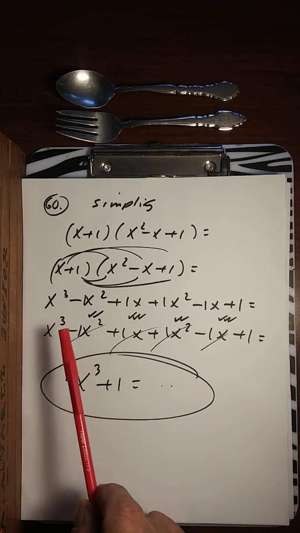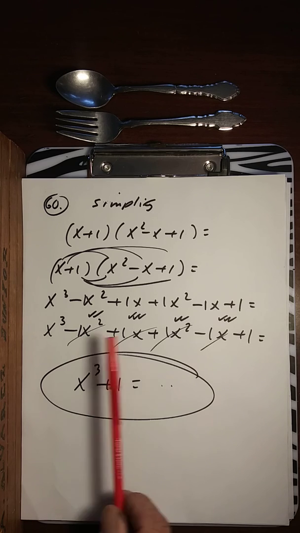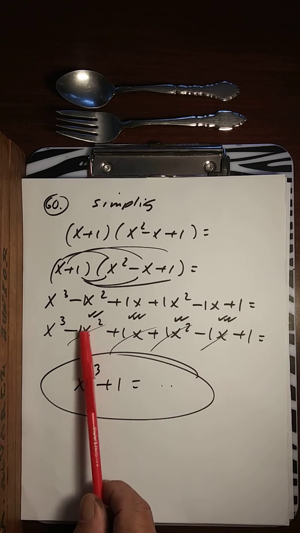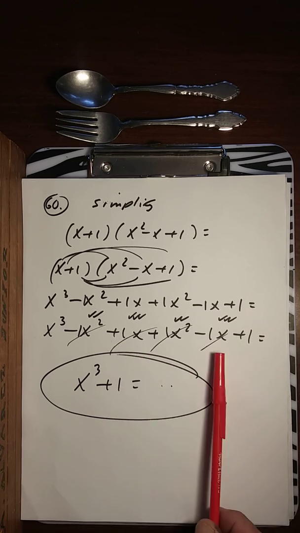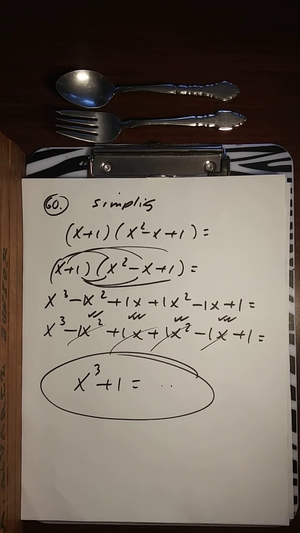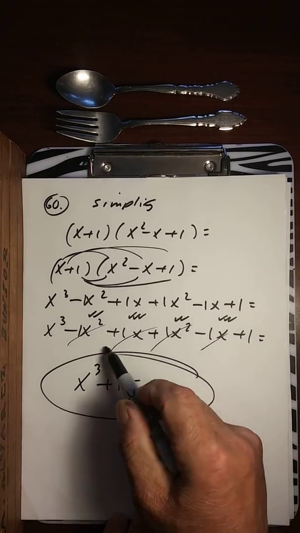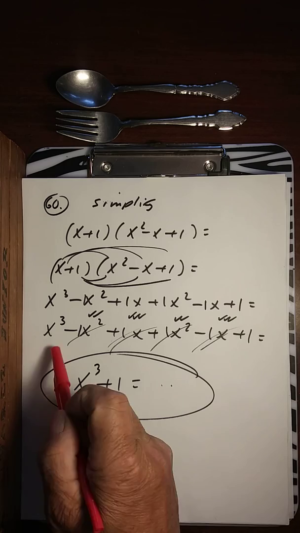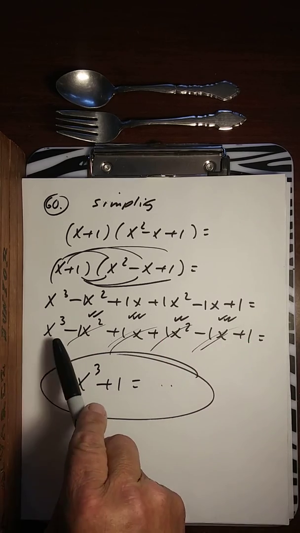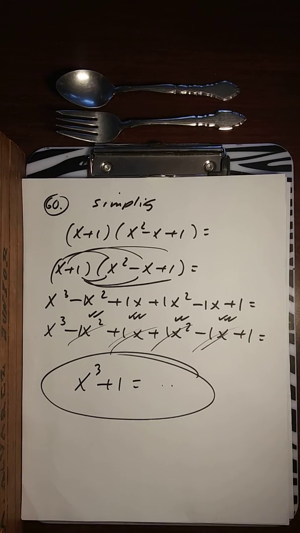But notice, you have negative 1x squared, positive 1x squared gone. And we have, what else do we have? We have a positive 1x and a negative 1x gone. So you see how these are gone and these are gone too. So now what's left over? X cubed plus 1. That's it. Just x cubed plus 1. That's the leftovers. All right.